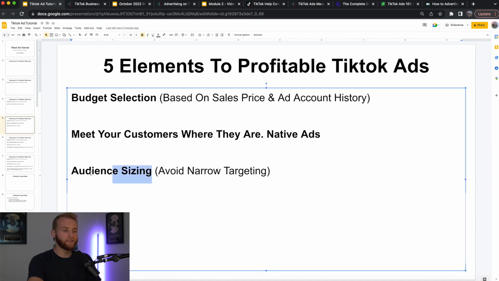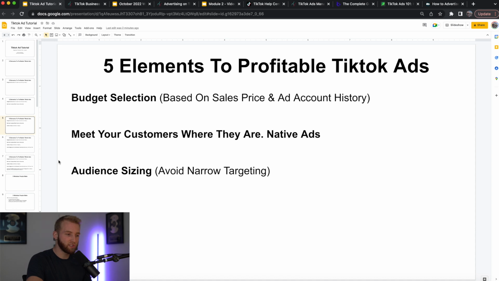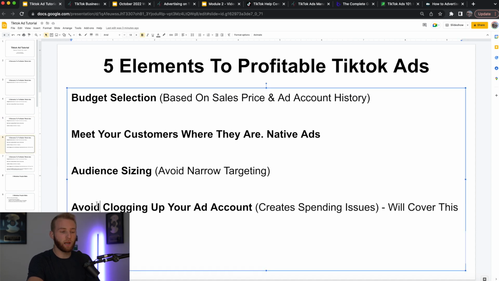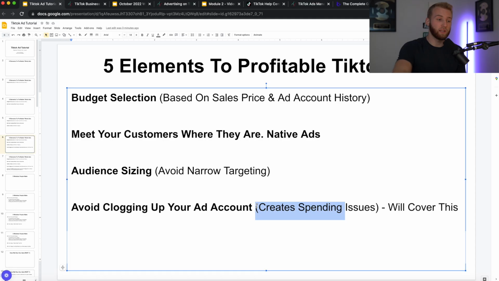Number 3, audience sizing. Avoid narrow targeting. Big mistake that people make trying to go into like the single digit millions. Avoid clogging up your ad account. I promise I will cover this towards the end of this video. This is one of the most important things because you can create ad account spending issues without even knowing what you're doing, where your ad account just won't spend money. So if you ever had that problem or heard about it, because it is a true nightmare, I'm going to give you the solution to that in this video.